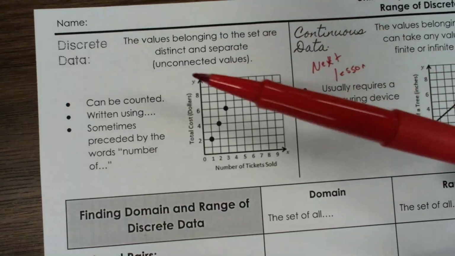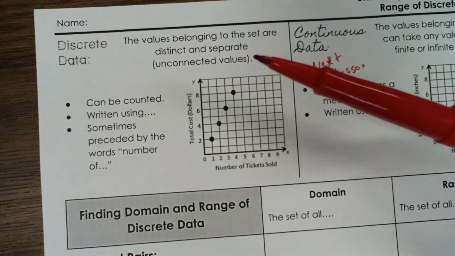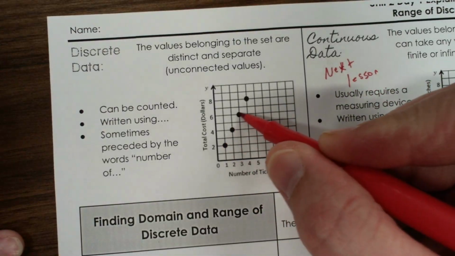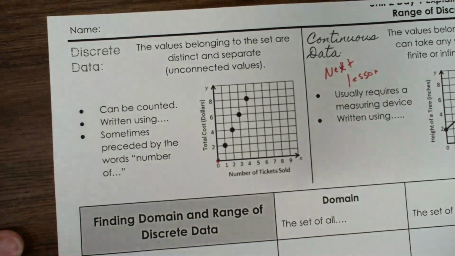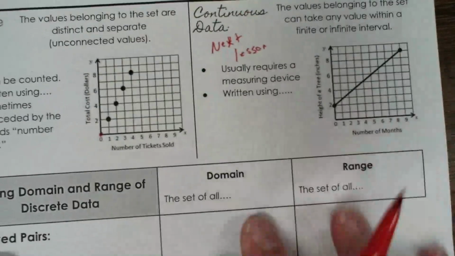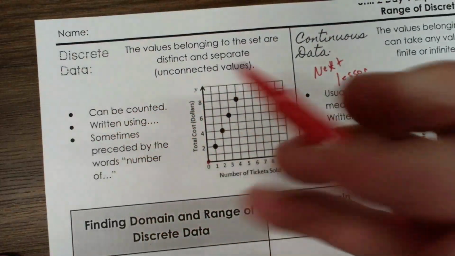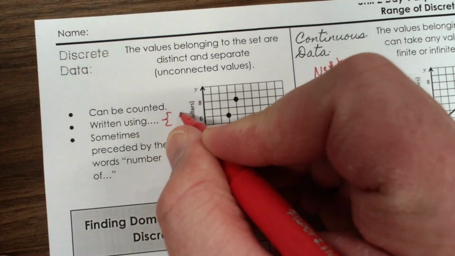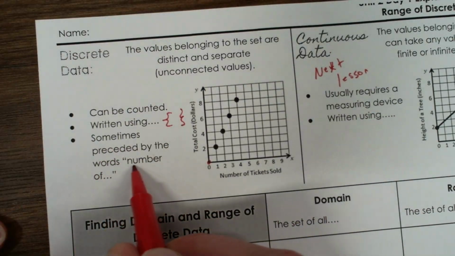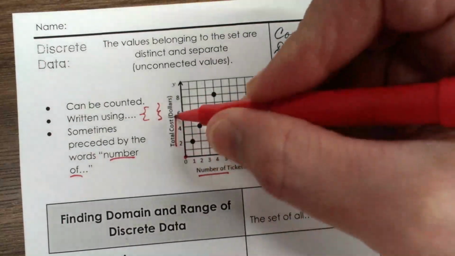So discrete data is values belonging to the set are distinct and separate. So they're unconnected values. You see how this has dots? This makes it discrete. Here, how they're connected, that makes it continuous. So discrete, it can be counted. It's written using these brackets, sometimes preceded by the words number of. So number of tickets sold or total cost.